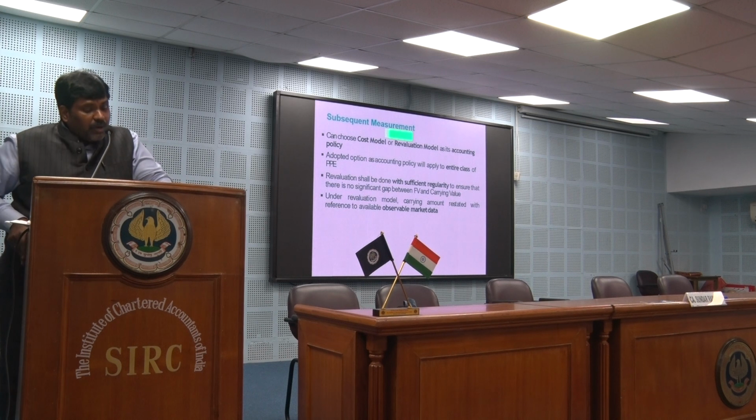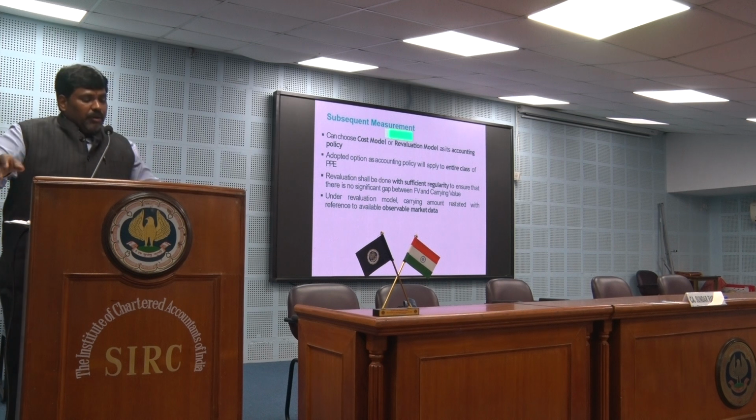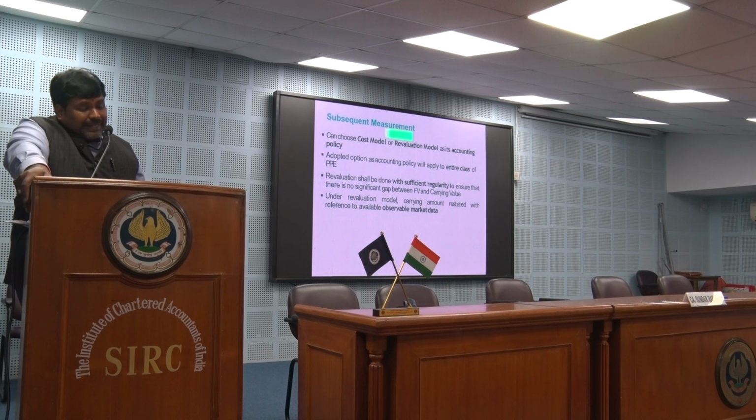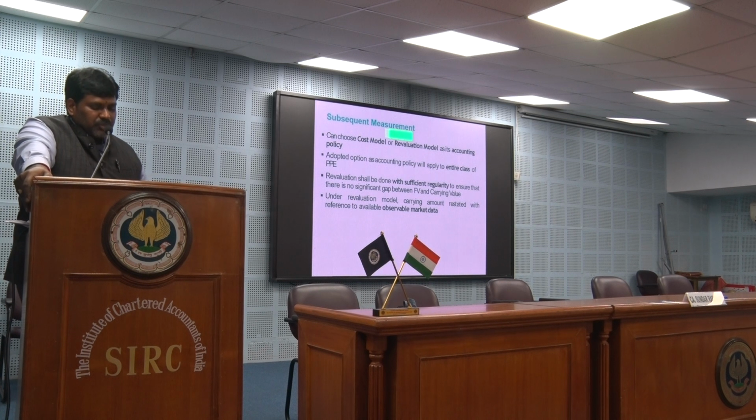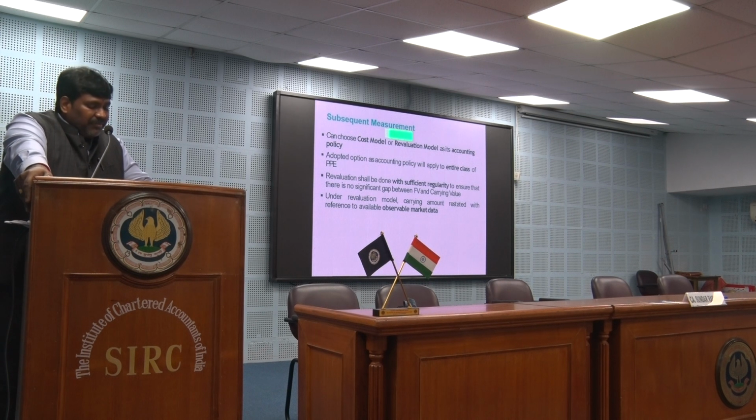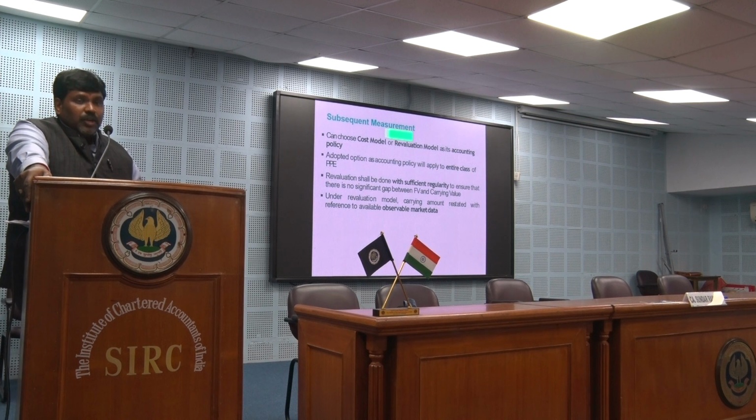Entities can choose the cost model or the revaluation model as their accounting policy. The adopted option as accounting policy will apply to the entire class of property, plant and equipment. Revaluation shall be done with sufficient regularity, as I said, to ensure that there is no window dressing of financial statements, and no significant gap between fair value and the carrying value. Under the revaluation model, the carrying amount is restated with reference to available, observable market data.